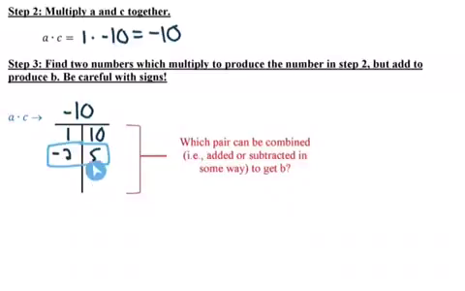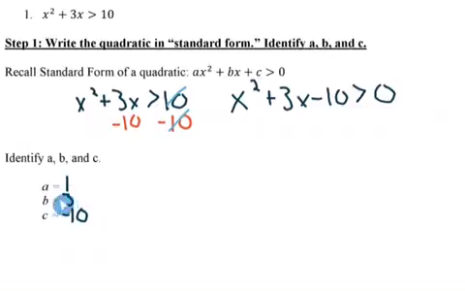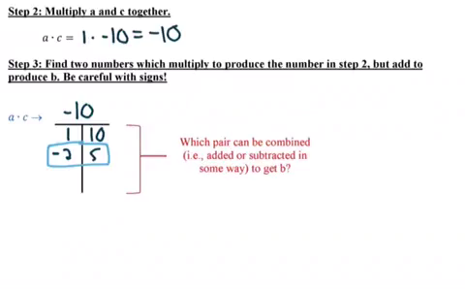Now let's check. Positive 5 times negative 2. Does that give me negative 10? Yes, it does. So that's one restraint that is fulfilled, and then 5 minus 2, that will give me my B, which in this case is positive 3. So I come over here, just to clarify, negative 2 and 5.